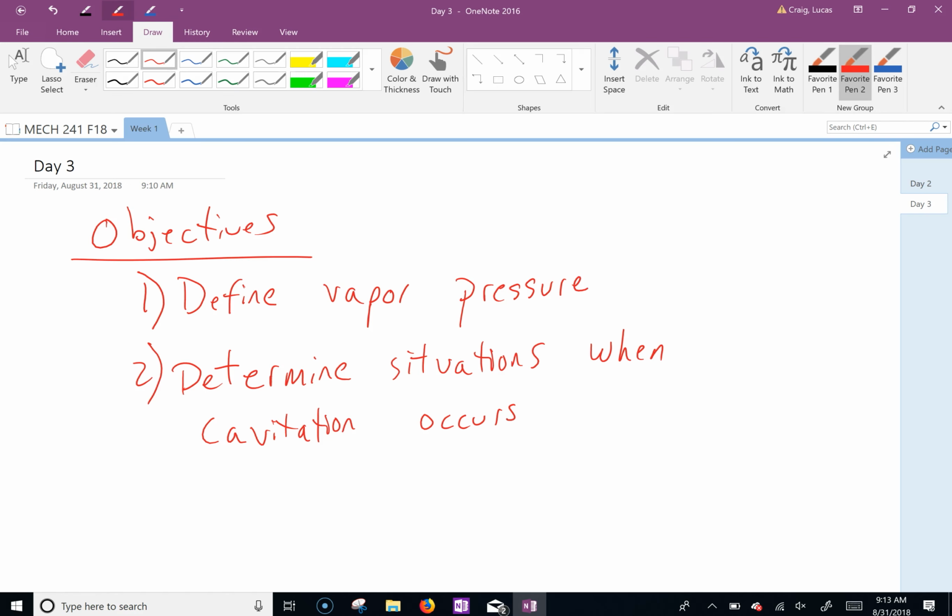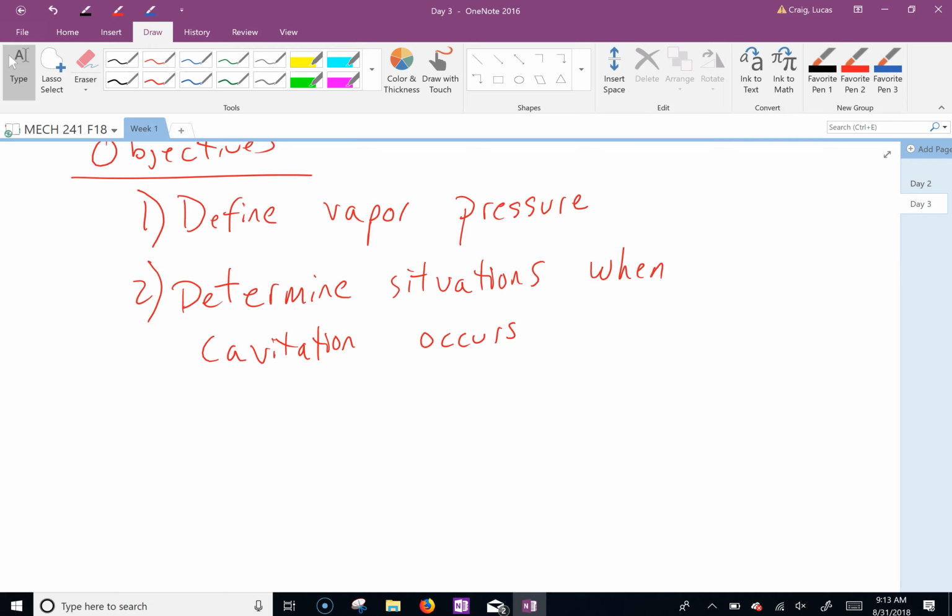Then we want to talk about vapor pressure and cavitation. These are concepts that are used heavily when you're dealing with boiling, a little bit in thermo, and when you're dealing with propulsion systems. And also when you have pumps and you turn them on, sometimes they cavitate, and you want to know what that is and how to avoid it.